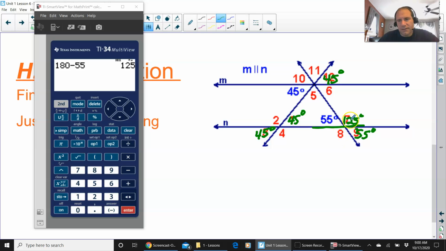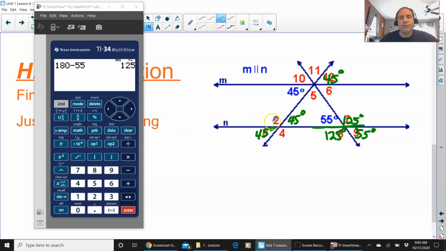And I have another vertical angle here. I know this is 125. All I did so far was just 180 minus 55, and look at how many angles I have filled in. Right? Everything's based on a straight line, supplementary angles, and everything's based on congruent angles of vertical.